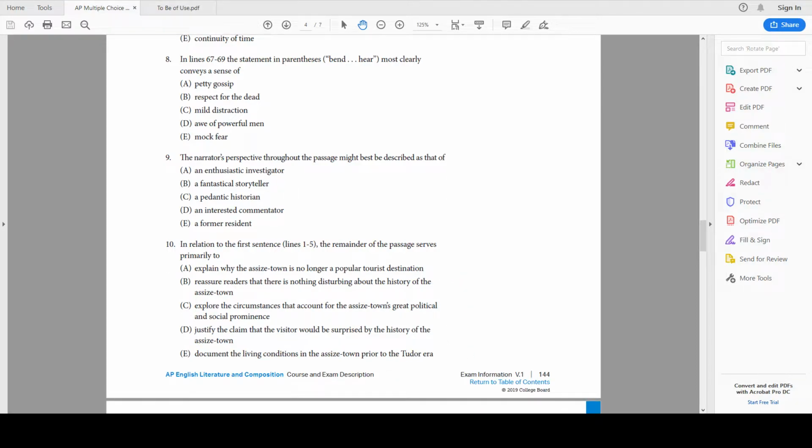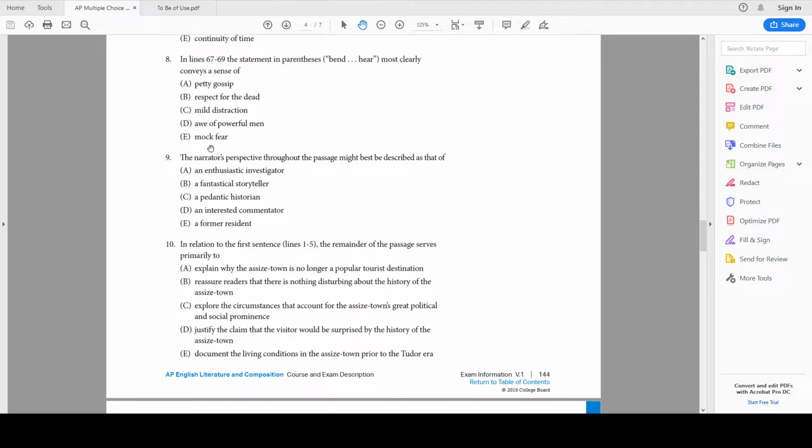Okay, number 9. The narrator's perspective throughout the passage might be described as that of... Okay, so we got to throw out the passage question. We don't have to go scrolling up and down to the passage again. You just need to remember the whole thing and put it in context. So let's think. A, an enthusiastic investigator. What were they investigating? What was the mystery? In fact, it doesn't sound like there was a mystery to begin with. It sounds like they just know everything.